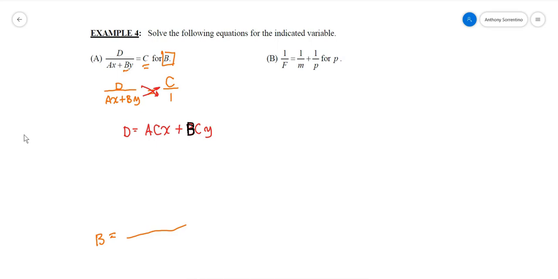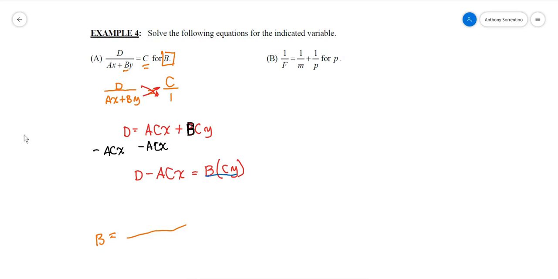So if I'm following my order of operations in reverse, I get rid of any additions or subtractions first. So I'm going to subtract acx from both sides. And what that's going to leave me with is d minus acx equaling b times cy. And I'm writing it this way only because I want to emphasize the fact that cy in total is being multiplied to b.